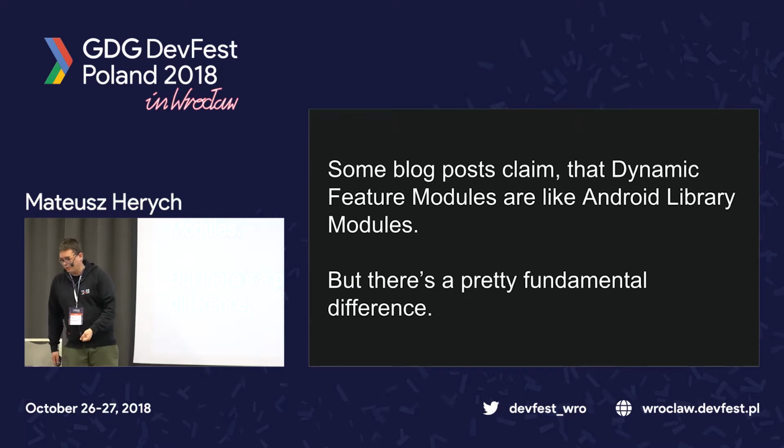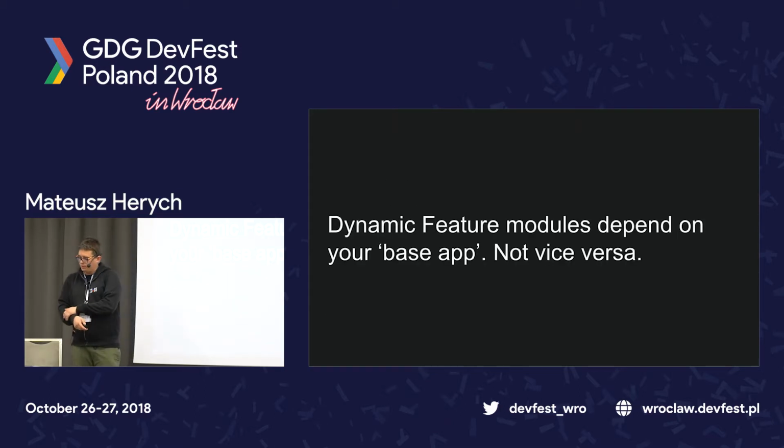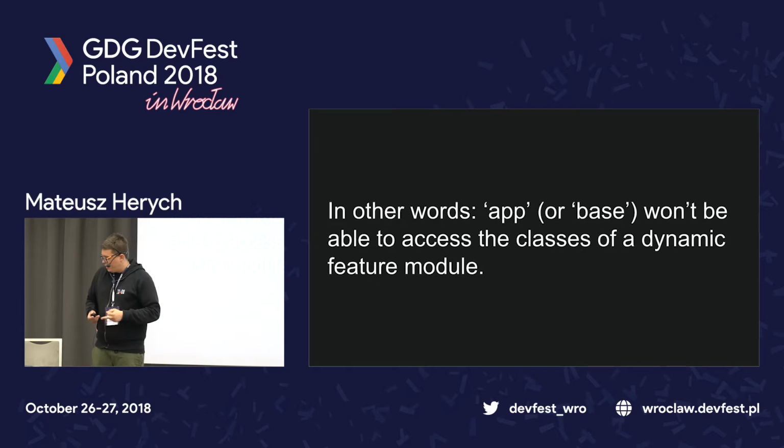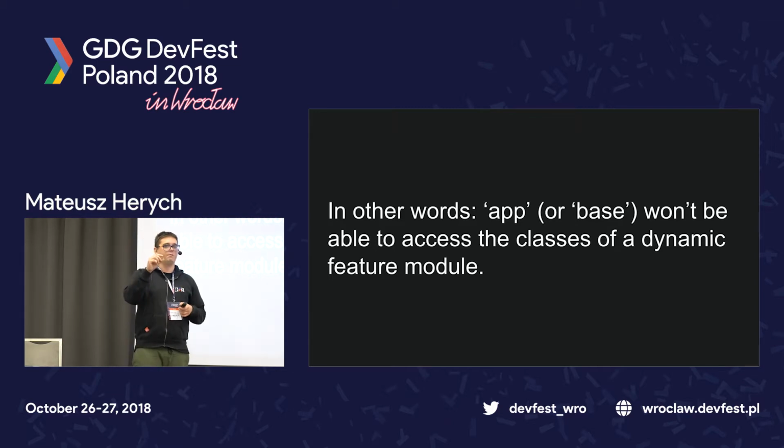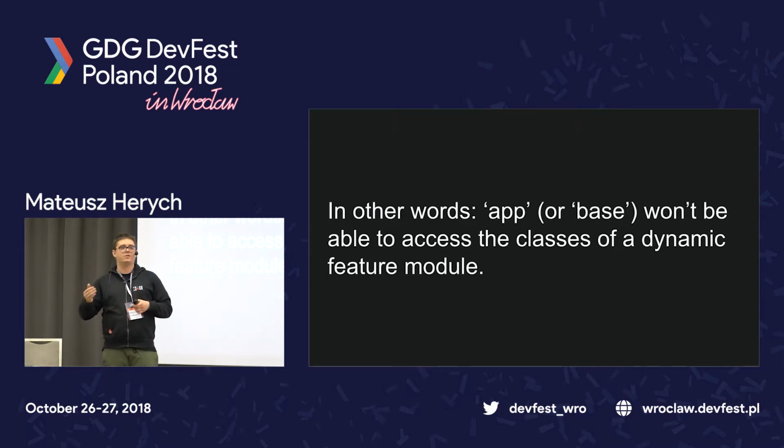On the dynamic feature modules, some blog posts claim that they are like Android libraries. Yeah. But they are not. Dynamic feature modules have a pretty fundamental difference in the way they work. Dynamic feature modules depend on your app rather than the app depending on the library. In other words, the application itself cannot access any classes that are defined within the dynamic feature modules. I mean, it cannot access them explicitly, because the code wouldn't compile.